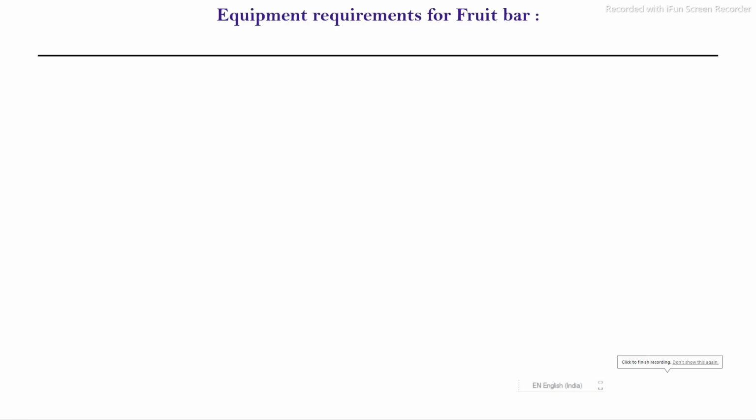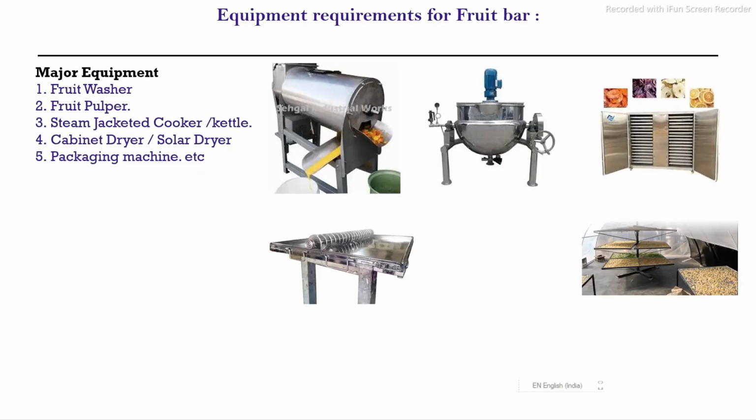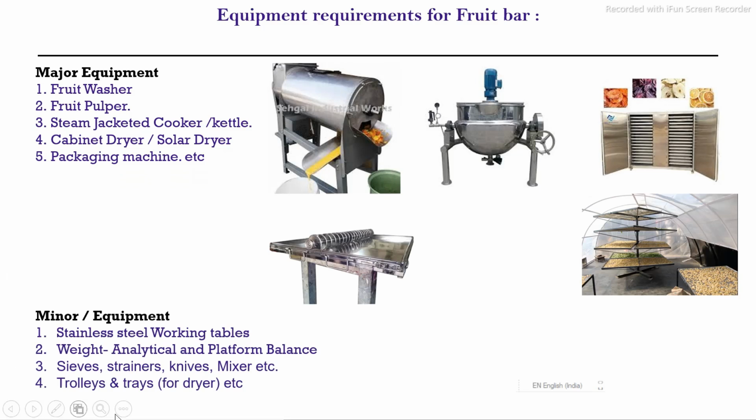Equipment requirement for the manufacturing process of the fruit bar, in which the major and minor equipment. Major will require the fruit pre-processing and pulper machine, steam jacketed kettle, and then dryer. Dryer may be a cabinet dryer or maybe a sun drying system, that is the solar dryer. Solar dryer is very effective for the preparation of the fruit bar, in which without addition of any color and flavors, whatever the fruit contains, the natural flavor and color are retained, but it requires drying time of 3 to 5 days. But we get a high quality product in this system.